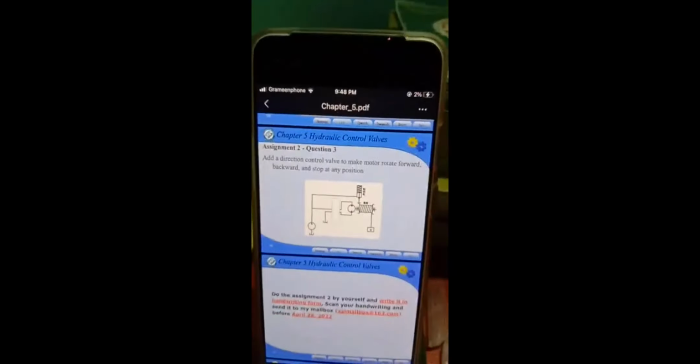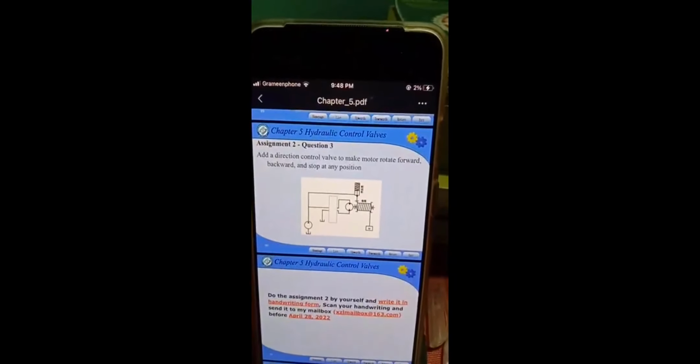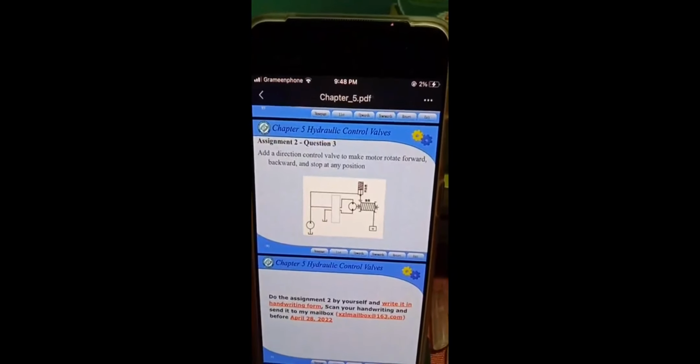So that is number 1, and I'd like to next talk about question 3. Here it says to add a direction control valve to make the motor rotate forward, backward, and stop at any position. And for this problem, we would also like to state Pascal's law.